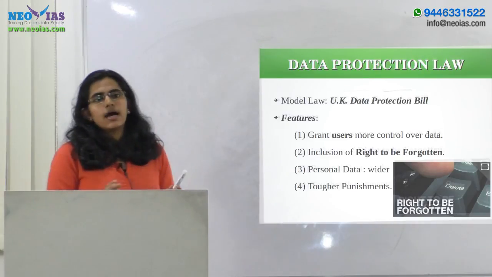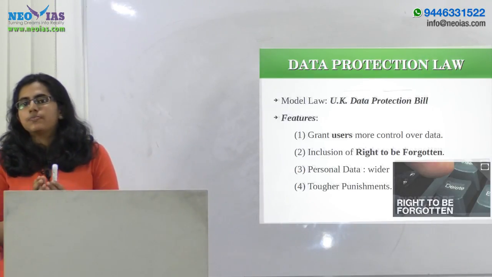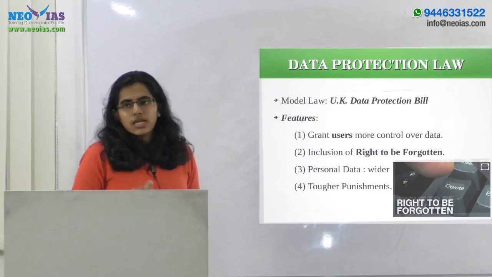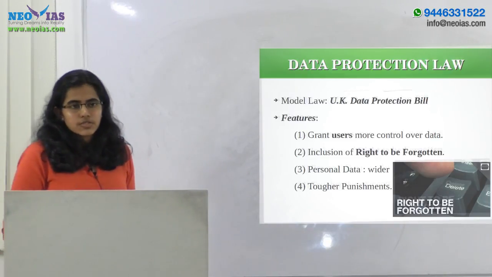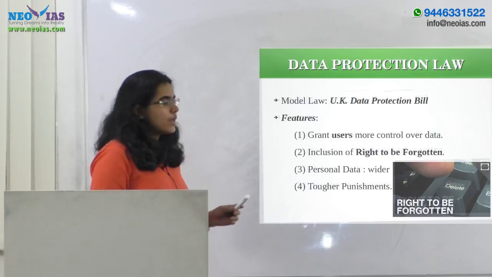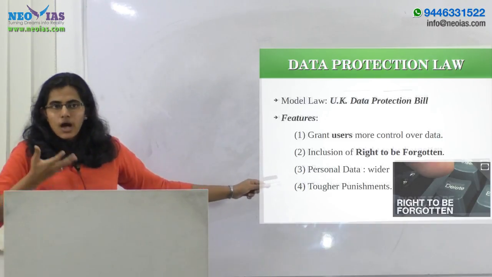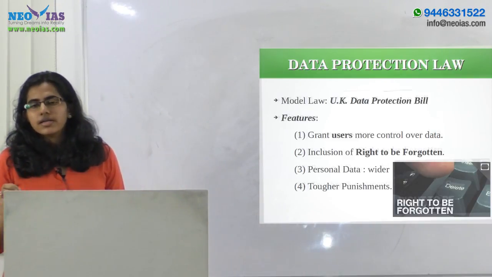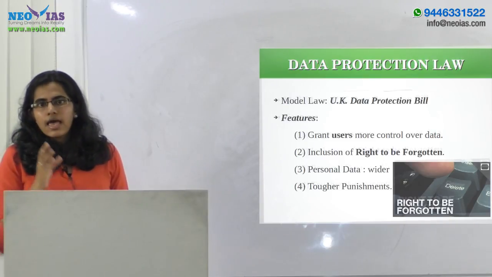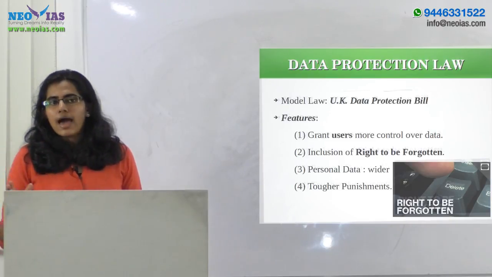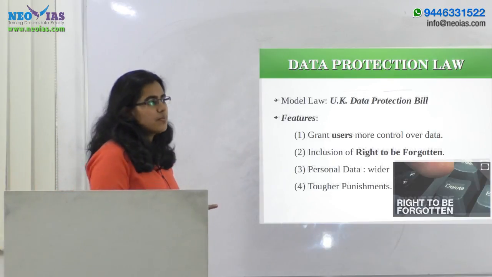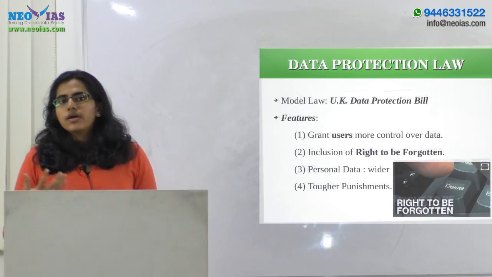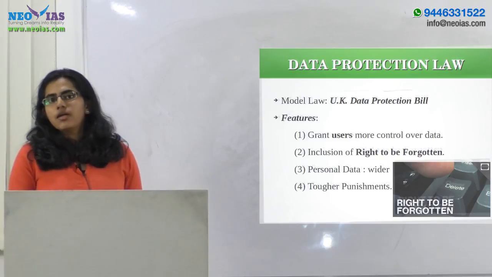Then again, the scope of personal data has been made wider. Wider in the sense that it includes items like IP addresses, internet cookies, and even DNA under personal data. So that is how it is being updated. And then you have the tougher punishment. If a particular company or entity fails to comply with the guidelines, or to properly store and handle the data of an individual, then there will be tougher punishment, much more severe than what is present in India. So these are the various provisions that can be included in our much needed data protection law.